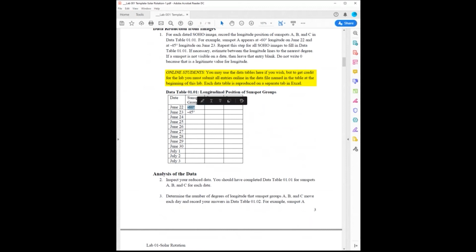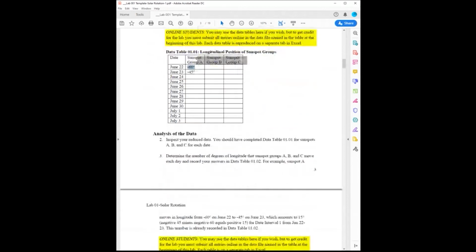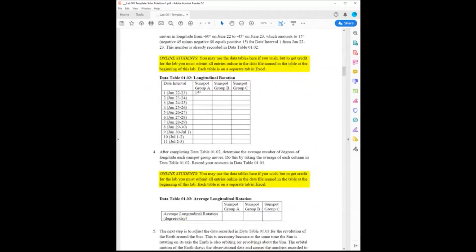Now, what that does is, since you're doing a minus and a negative, it makes that 60 a positive. So when you perform the subtraction, you end up with a positive 15 degrees. Every one of the entries that you do here is going to be a positive value, because of the way the sunspot direction is going.